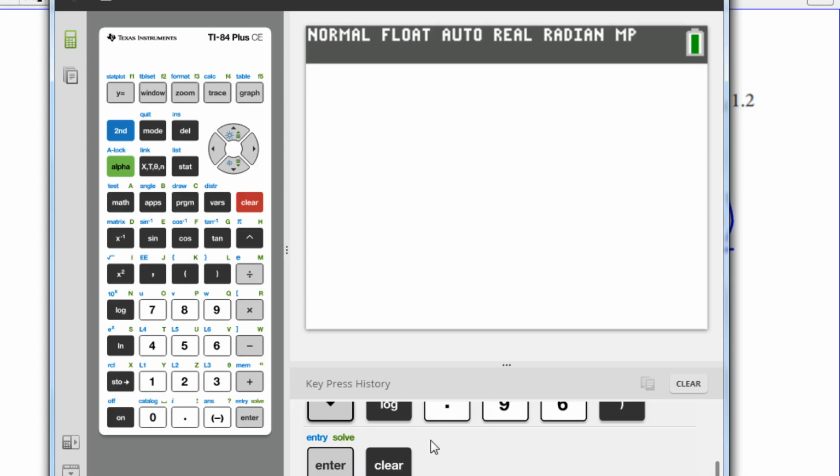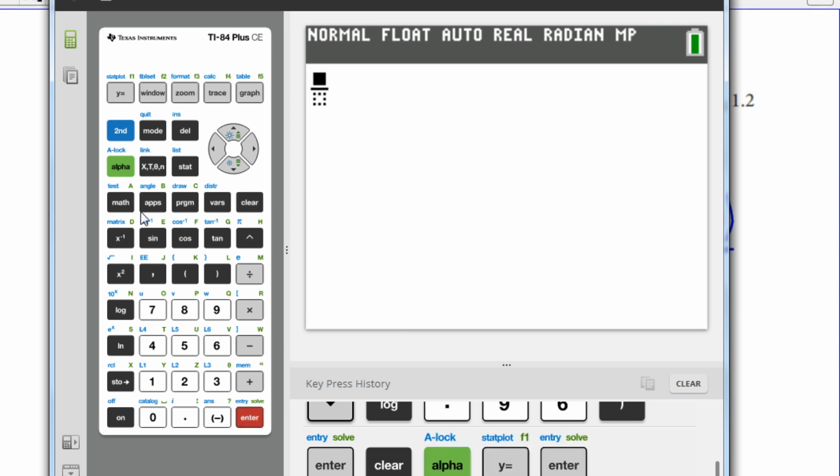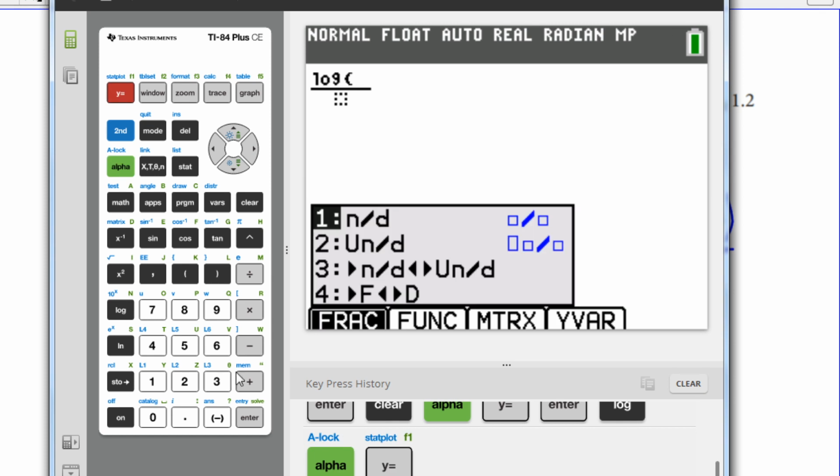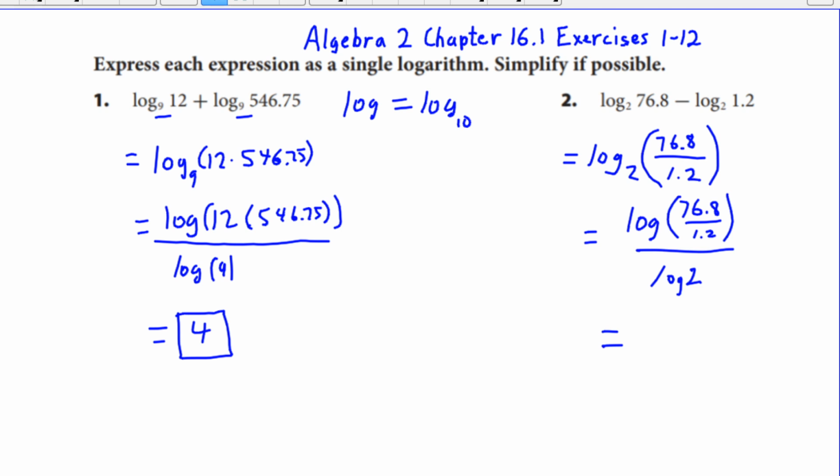Let's go ahead and put this in our calculator. We have log of, let me make sure I get the numbers right here, 76.8.